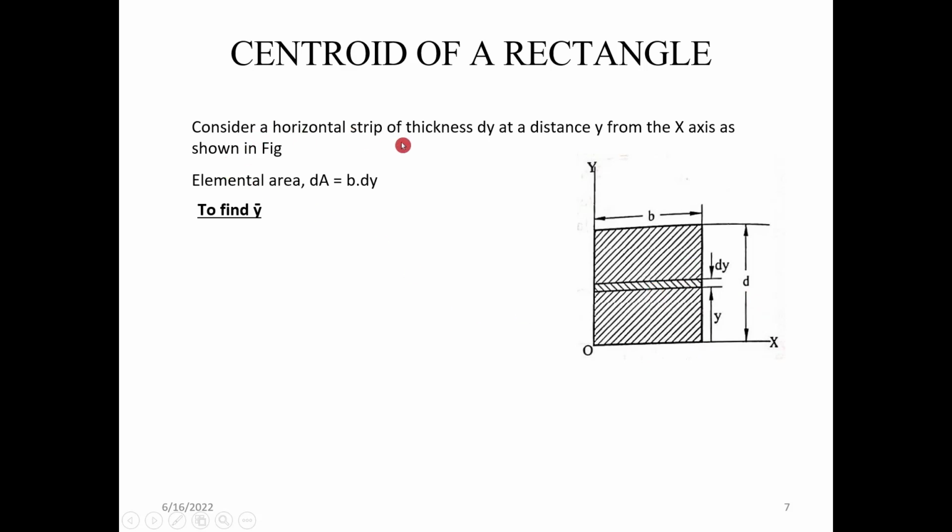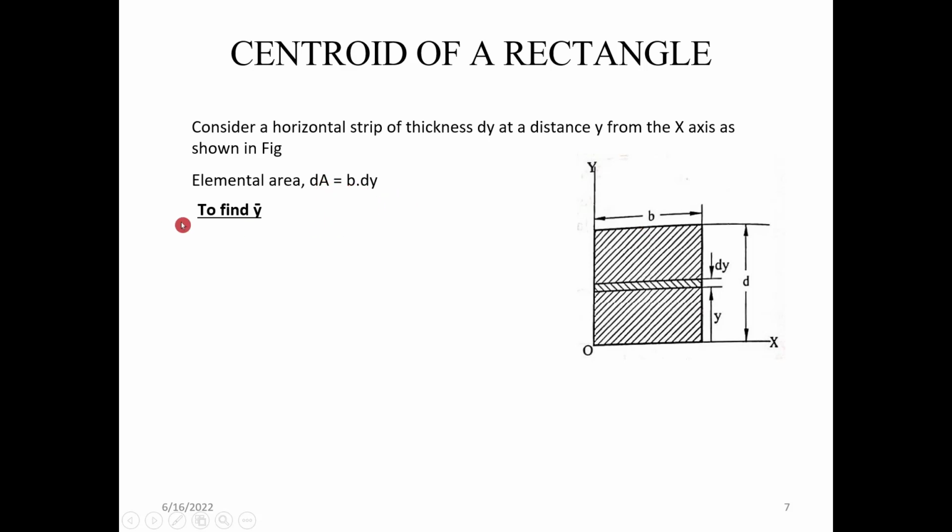Consider a horizontal strip of thickness dy. We can see a dy strip here from the x-axis as shown in the figure. For the elemental area dA, we are considering this differentiated portion. dA is equal to b into dy. Depth is dy and total breadth is b. So we have this equation.